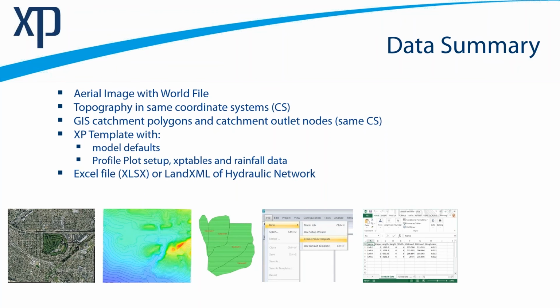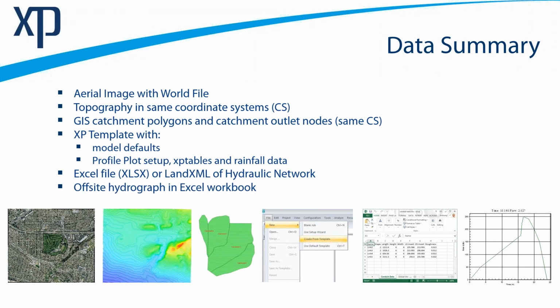I've got an Excel file that's got my conduit data, my global storms that I want to be simulating, and it also has a hydrograph that is from off-site that travels through my network. So not necessarily part of the area I'm studying, but it's the pass-through hydrograph that's coming from something upstream, and I have that as well.